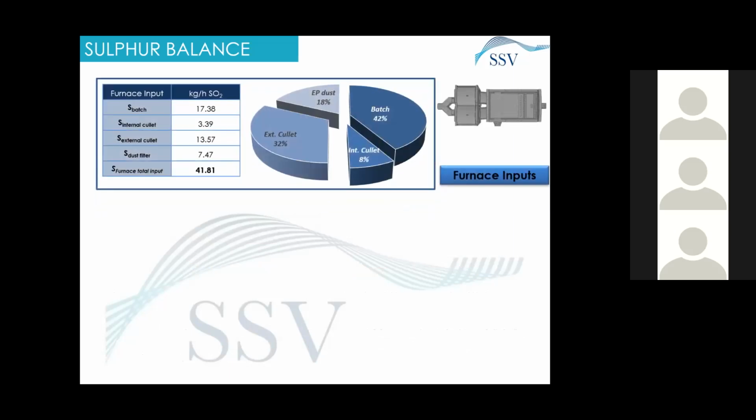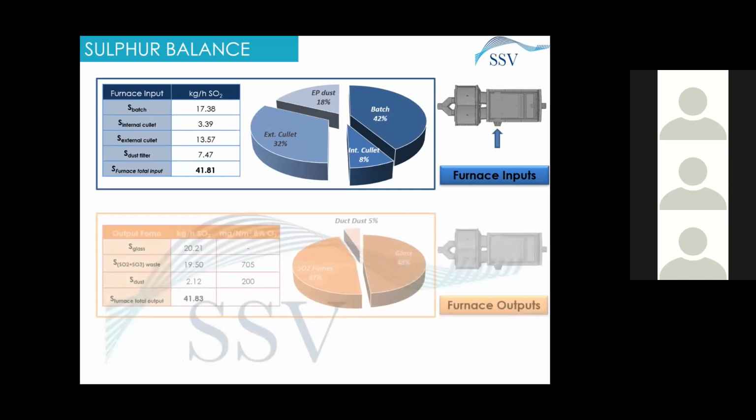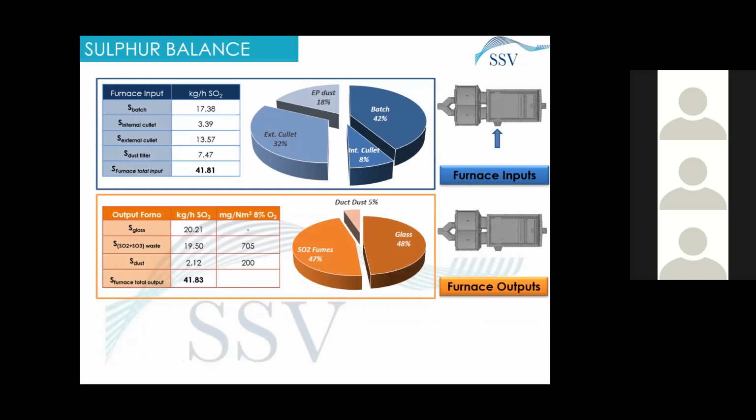So this is an example of an experimental sulfur balance we performed. Usually these are the shares of how they are redistributed in the input. In this case, we have a furnace that uses electrostatic precipitator dust, which is used in the furnace as a source of sulfur, which is used as refining agent. But we can also see the output, in this case 48% going out with the glass, 47% with the fumes, with the waste gas, and what remains going out with the dust.